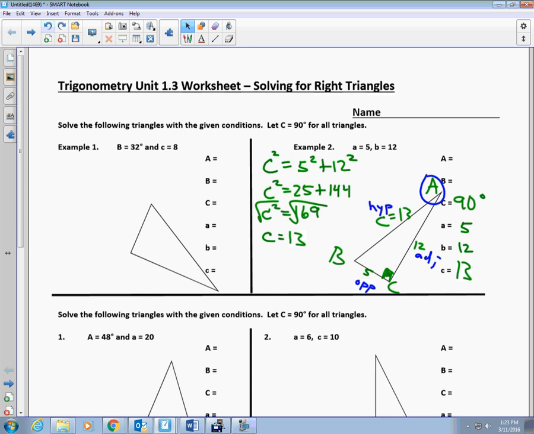Would you like to use sine, cosine, or tangent? Since we have all three sides, you can just choose. You would like to use tangent? That's fine. Tangent of A.